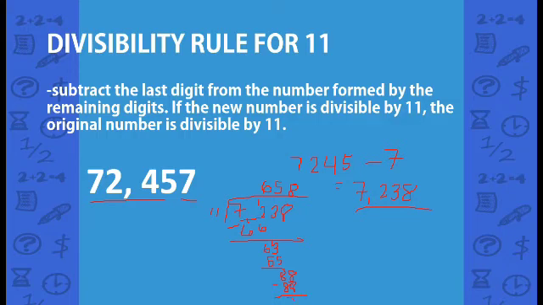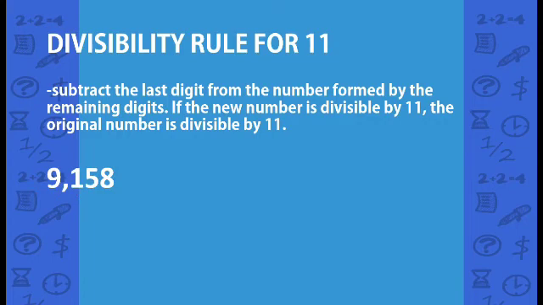So, 0. The answer that we got is 658. 658 is a whole number, wala siyang remainder. So, meaning, the original number, 7,238, is divisible by 11.